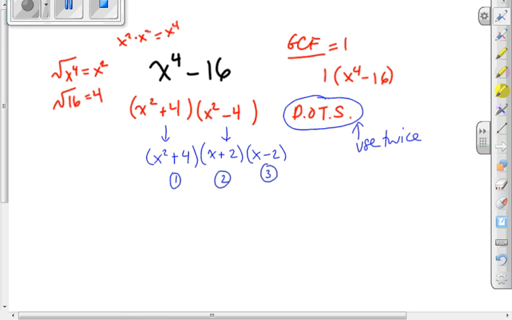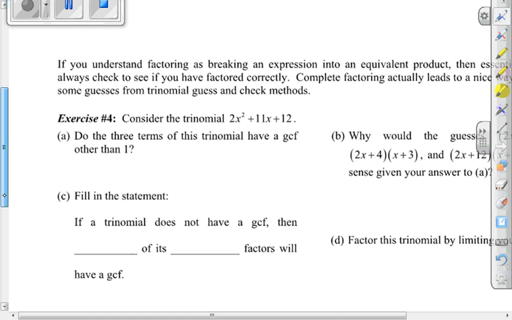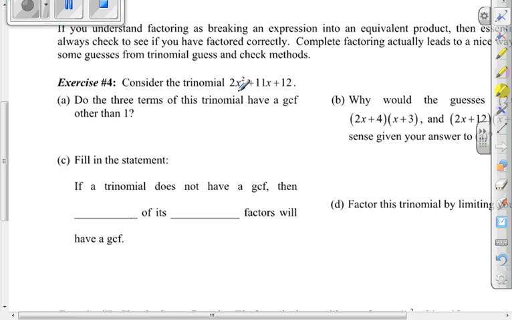Let's move on to example 4. Here they're asking us to consider the trinomial 2x squared plus 11x plus 12. And they asked us, do the three terms of this trinomial have a GCF other than 1? Well, let's look at the terms. The coefficients are 2, 11, and the constant is 12.